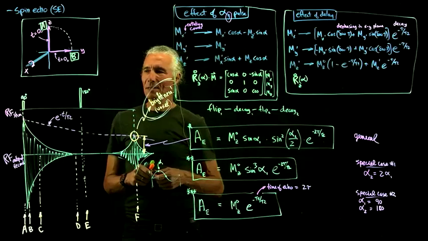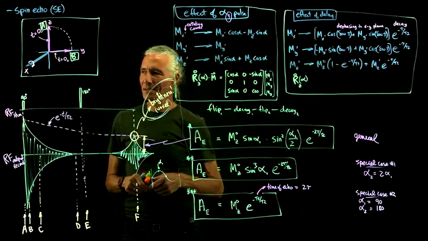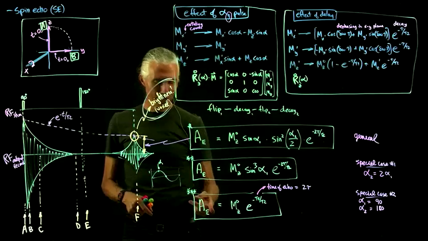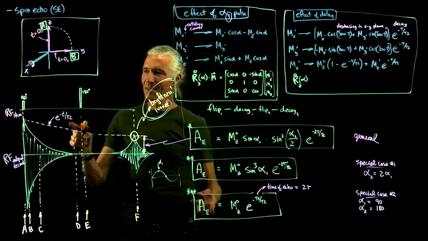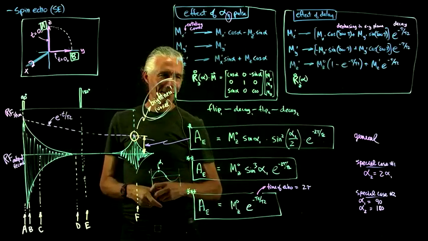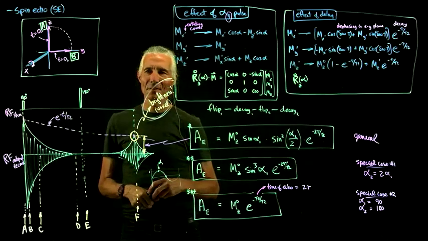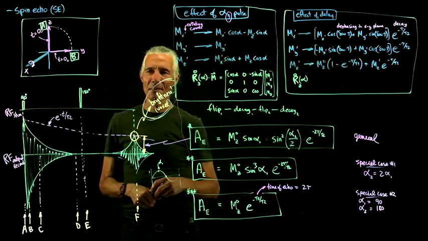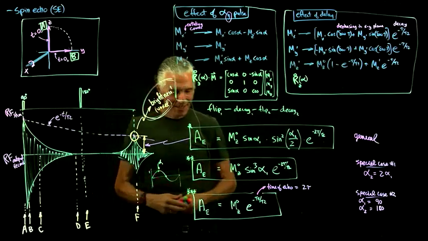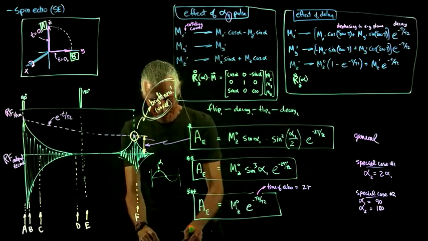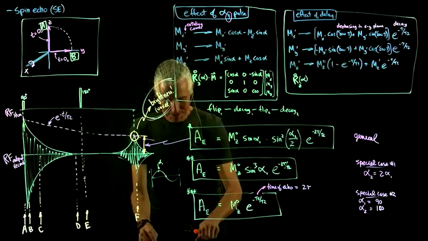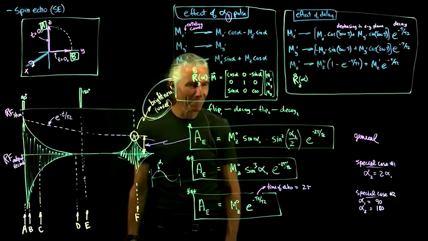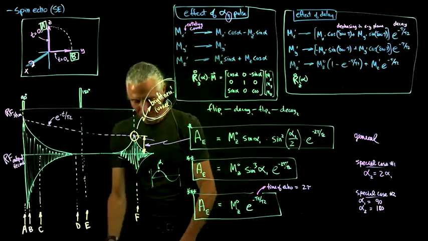Okay, any questions, last questions out there? Yeah, so remember this one. This is the good one. That's the one I always draw here. All good? Okay, so we'll talk next time. Talk about gradient echoes, different kinds of echoes.